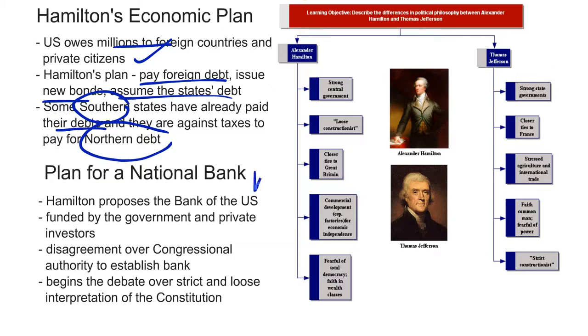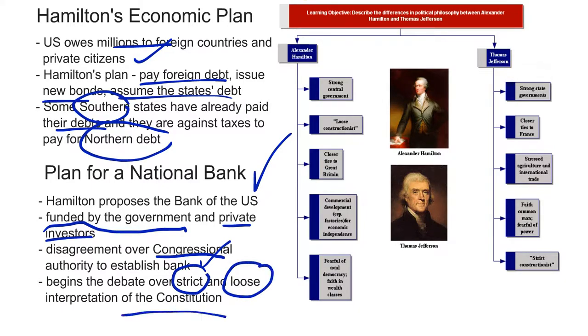Part of Alexander Hamilton's economic plan was to create a national banking system. So he proposes the Bank of the United States. This bank is to be funded by the government and by private investors. There is a disagreement between Hamilton and Jefferson and Congress whether there is actually authority to establish the national bank, which begins the debate over the strict and loose interpretation of the Constitution. We'll investigate that idea more in class.